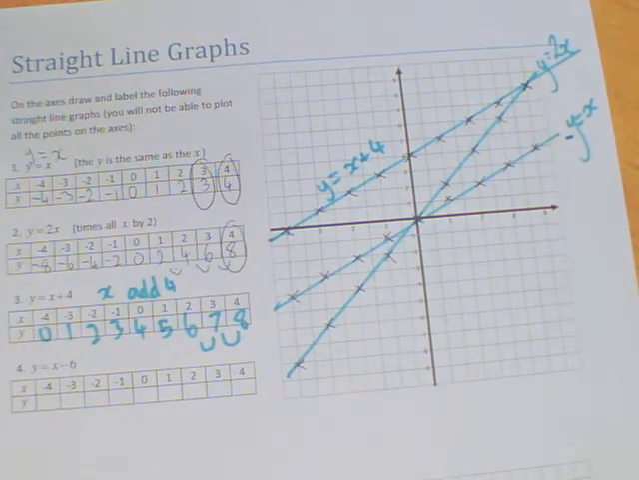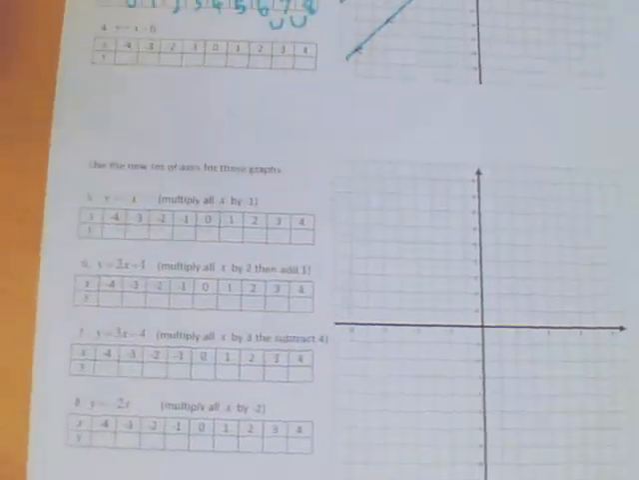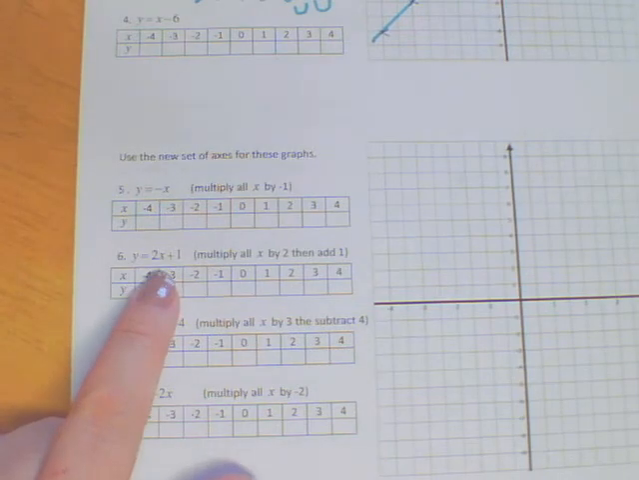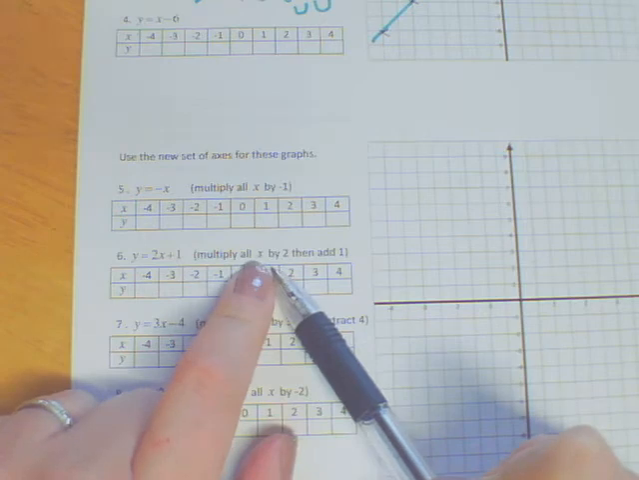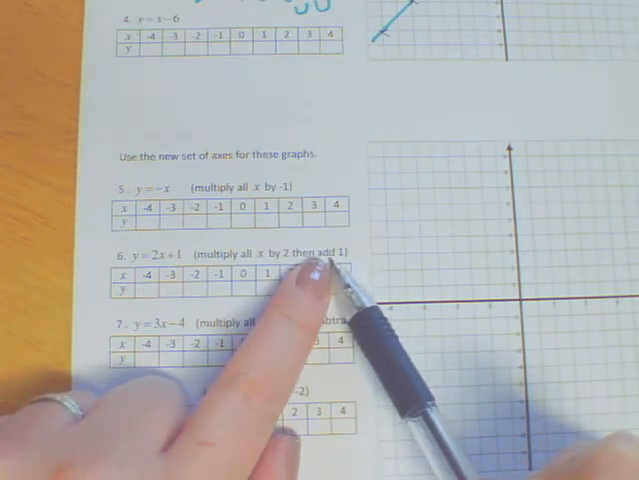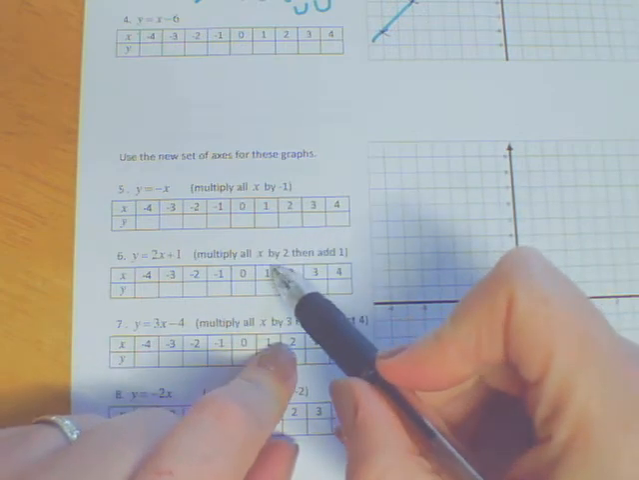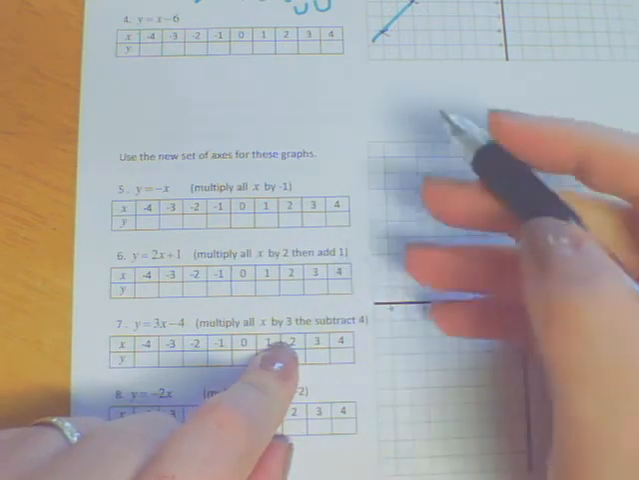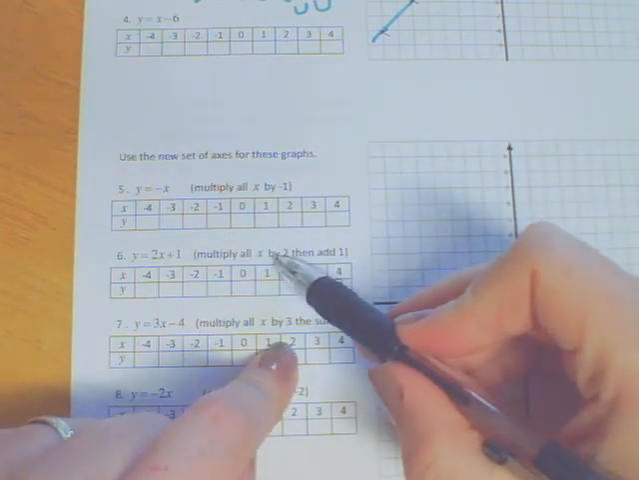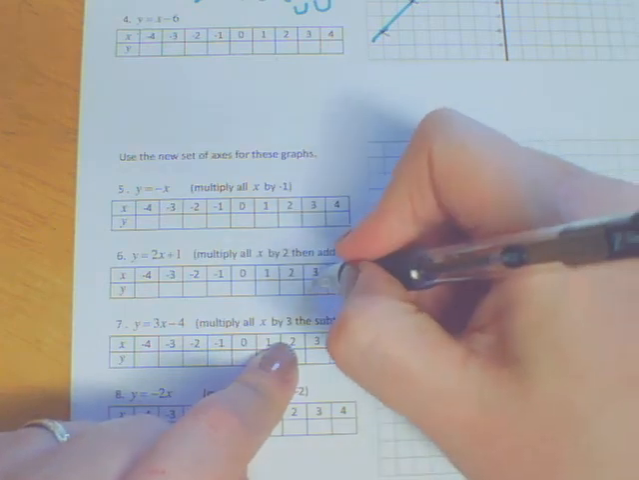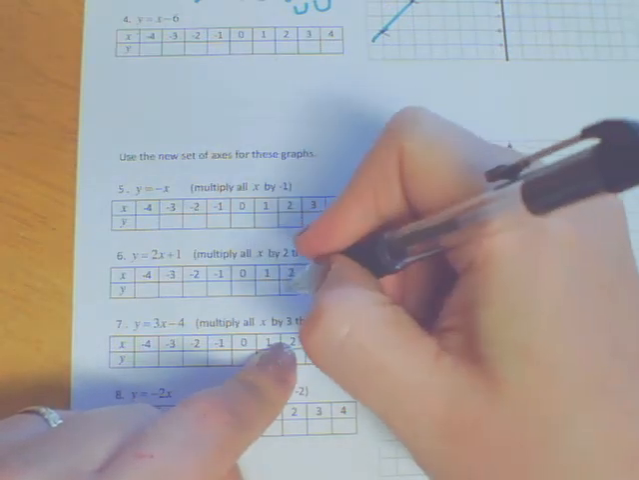Let's have a look at a slightly trickier one then. So we've got to do 2 things. If we have a look at the ones down here, you'll see this question here. It says 2x plus 1. So multiply everything that is x by 2 and then add 1. So if we take the number 4, 4 multiplied by 2 is 8, add on 1 makes 9. 3 multiplied by 2, add on 1, so 7. 2 multiplied by 2, add on 1 makes 5.